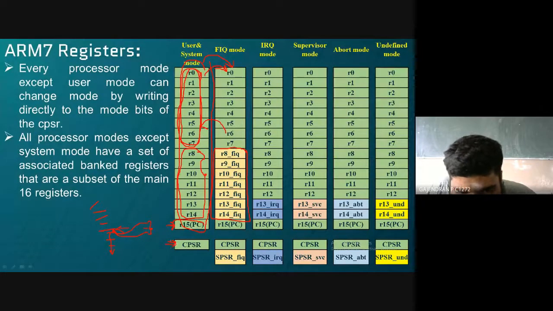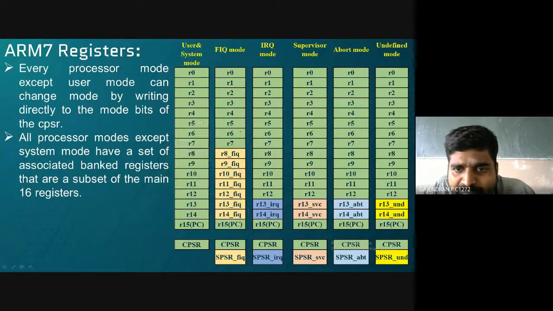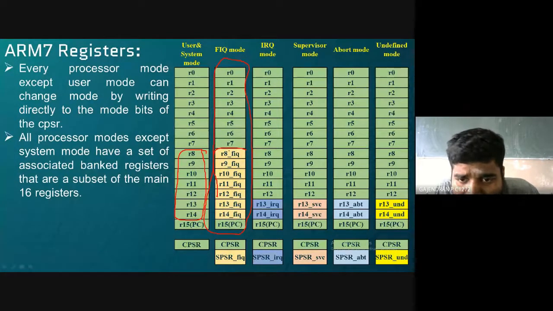R14, R15, CPSR, then R0 to R7. It's a huge list. Whenever I move from user mode to FIQ, I have huge flexibility. I no need to take a backup of these registers. Why, sir? In FIQ mode, you are going to use a fresh copy of the same registers. Therefore I no need to take a backup. So little backup work only I will do before I get into the FIQ.